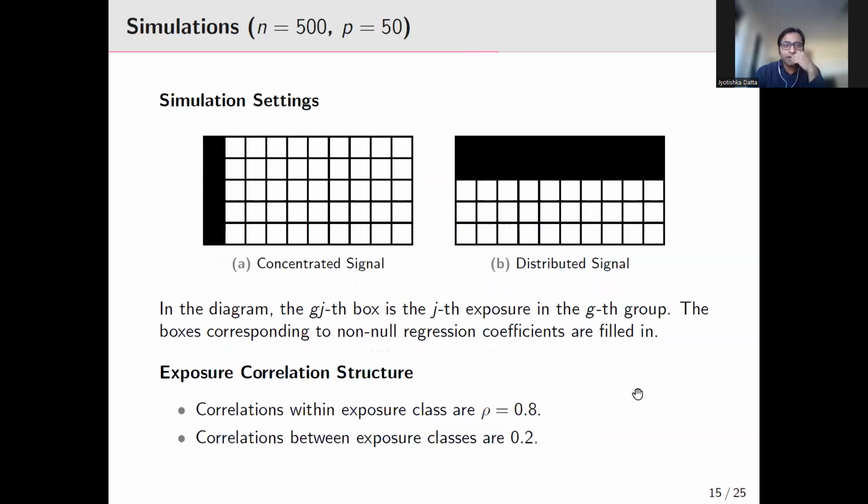Okay. Now, let's see how this works in simulation settings. These are two different situations. One is concentrated. Here the g,j-th box is the j-th exposure in the g-th group. So each row is a group, and each column is an exposure in that group. Concentrated means that every group has one exposure that is significant, that's relevant. Distributed means two groups have all the exposures relevant, but then there are three groups where nothing is going on. And we pick the correlation structure to be 0.8, the pairwise correlation within group, and 0.2 between the groups.